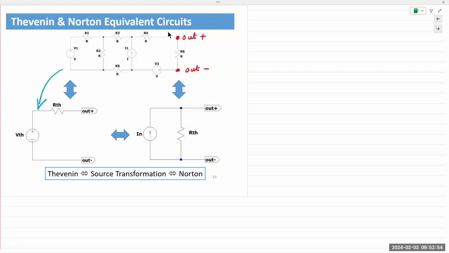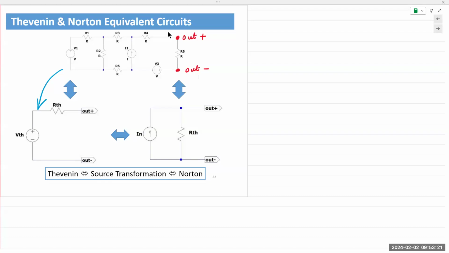A few years later, there was an American engineer. I think he was working for Bell Labs, working with a lot of telephone equipment. So they use a lot of current sources in there, current amplifiers. And he found his own version of the theorem. His name was Edward Norton, not the actor, just the same name.